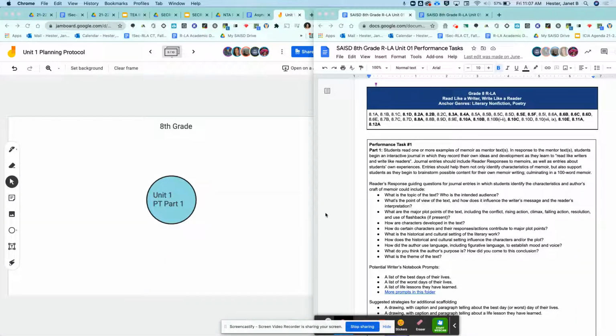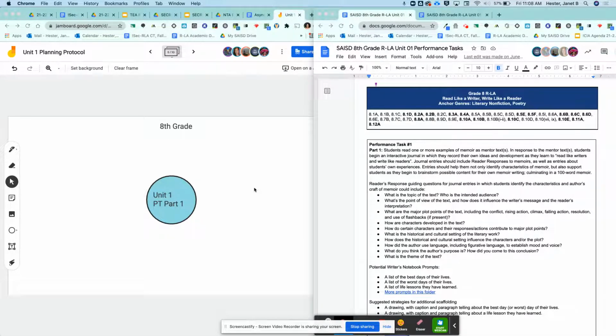All right, welcome back. We are going to take it to the next level. You watched the video on Rosie Boblet introducing the planning protocol, and here's an example of how you could work this with your teammates on your campus to collaboratively plan for Unit 1 in your PLC meetings. So we're going to take a look at performance task number 1 for Unit 1 for 8th grade.